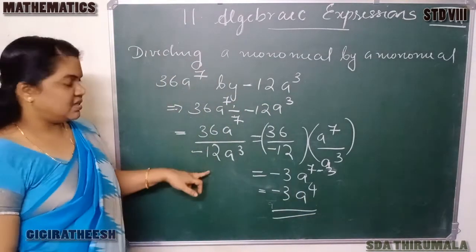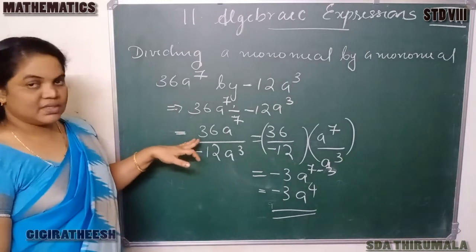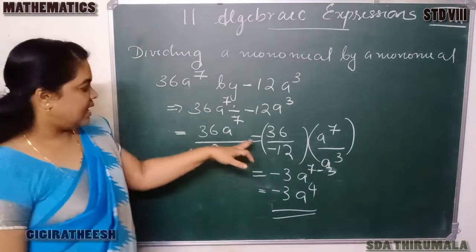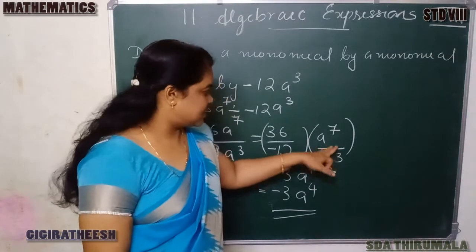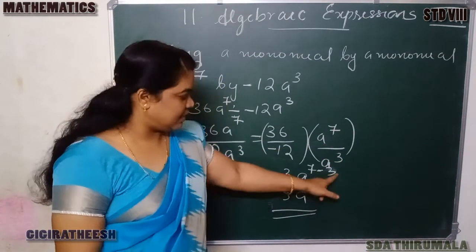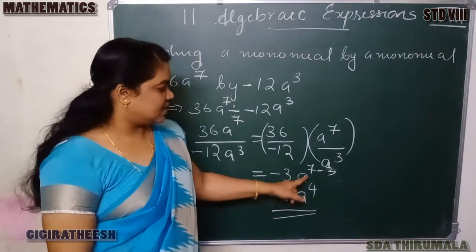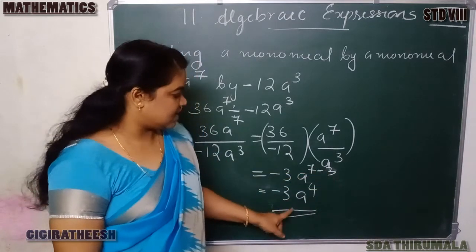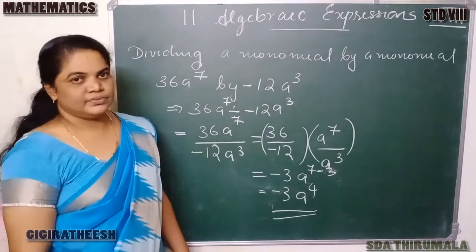Here we divide 36 by minus 12 first, and then the variables, a raised to 7 by a raised to 3. We know that a raised to m by a raised to n is equal to a raised to m minus n, so it is minus 3a raised to 7 minus 3, that is minus 3a raised to 4.